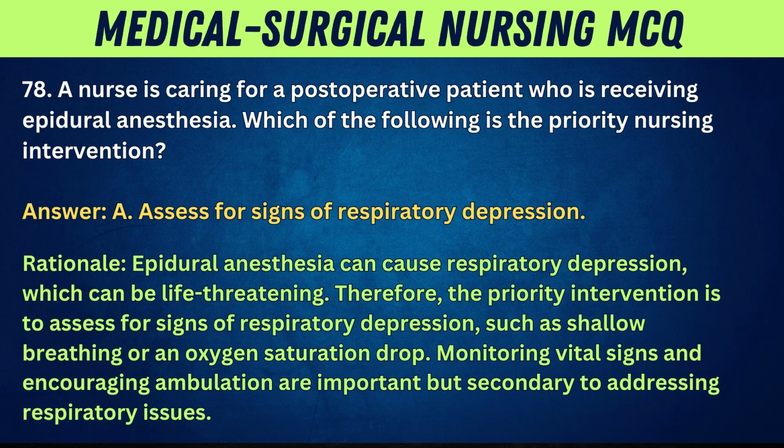Rationale: Epidural anesthesia can cause respiratory depression, which can be life-threatening. Therefore, the priority intervention is to assess for signs of respiratory depression, such as shallow breathing or an oxygen saturation drop. Monitoring vital signs and encouraging ambulation are important, but secondary to addressing respiratory issues.